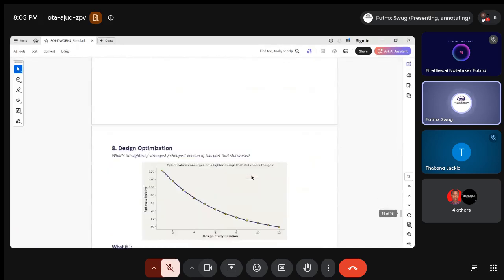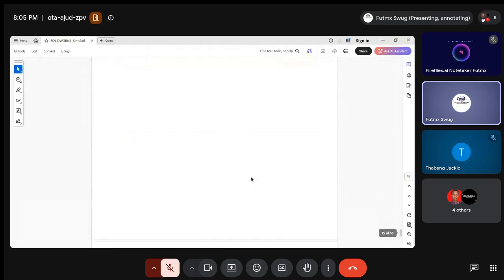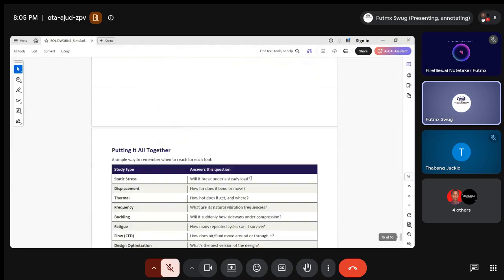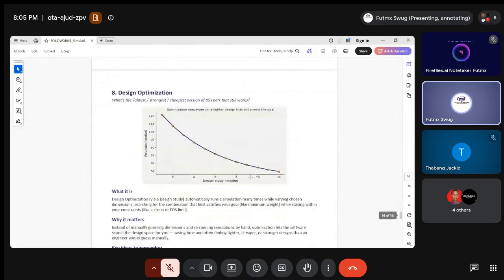The next thing we are going to be talking about, which is I think the last topic, is design optimization. Some persons call it topology optimization.